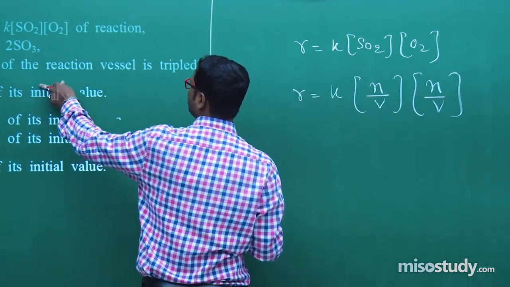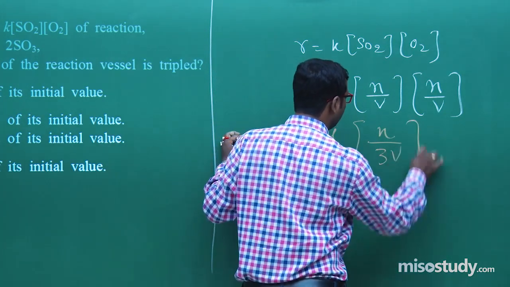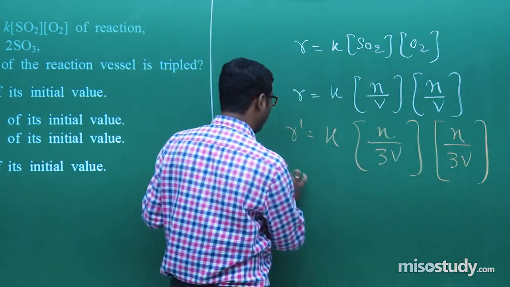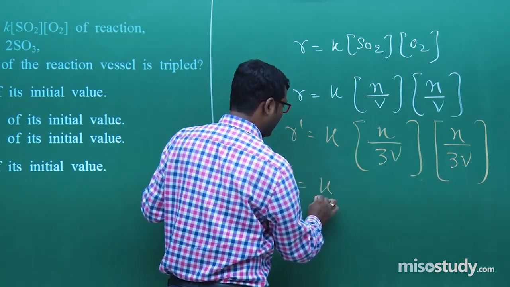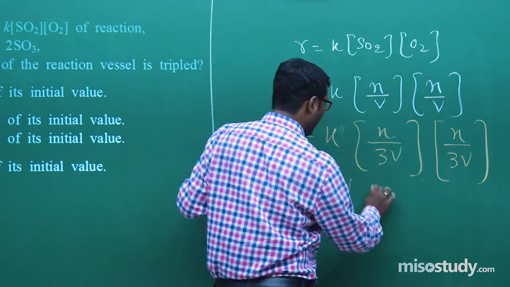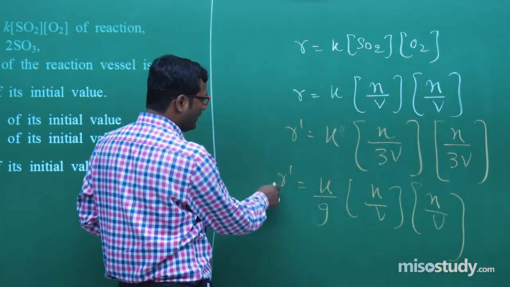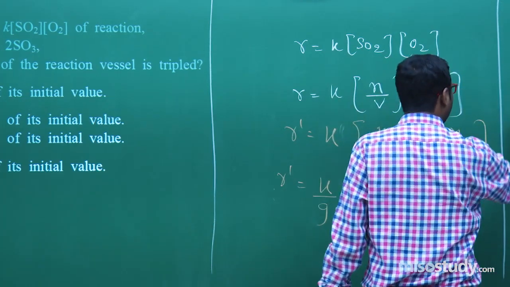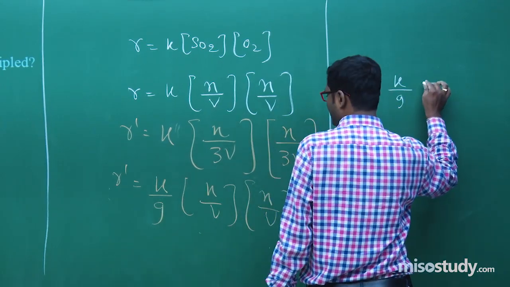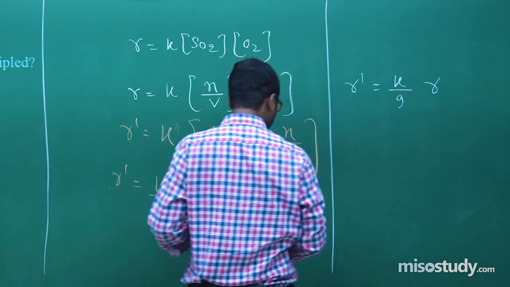Clear to you? If the volume is tripled, the new rate can be written like this: K, n upon 3V, and here also n upon 3V. Now what will happen? R dash is equal to K into 3 times 3, that is K upon 9, put here K upon 9, n upon V into n upon V. Now look at the new rate. R dash, now put in this value, is equal to K upon 9 into R, that is, the new rate is 1 upon 9 times the initial rate.